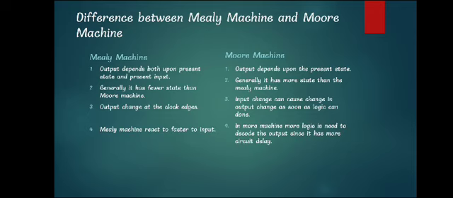With concern to the Mealy machine, the output changes at the clock edge, whereas in Moore the input change can cause a change in the output as soon as the logic can be done. The Mealy machine reacts faster to the input, whereas the Moore logic needs to decode the output since it has more circuit delay. So that's a very brief gist of the difference between the Mealy and Moore machine.